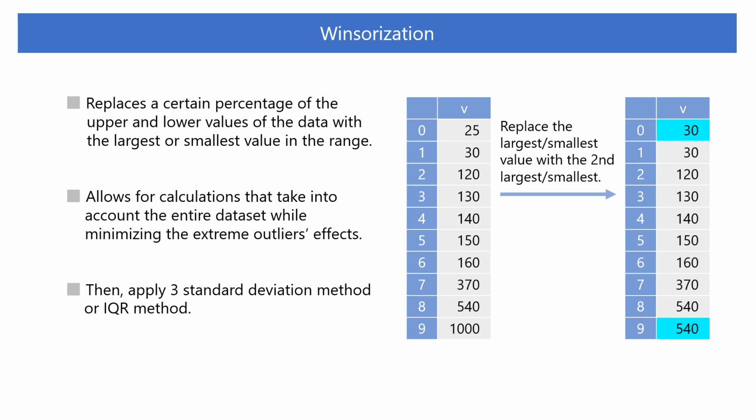Winsorization replaces a certain percentage of upper and lower values of the data with the largest or smallest value in the range. This allows for calculations that take into account the entire dataset while minimizing the effects of extreme outliers. For example, replacing the top 1% of data with the second highest value and the bottom 1% of data with the second lowest value reduces the distortion of IQR and the standard deviation due to outliers. Let us replace the largest value with the second largest value and the smallest value with the second smallest value.